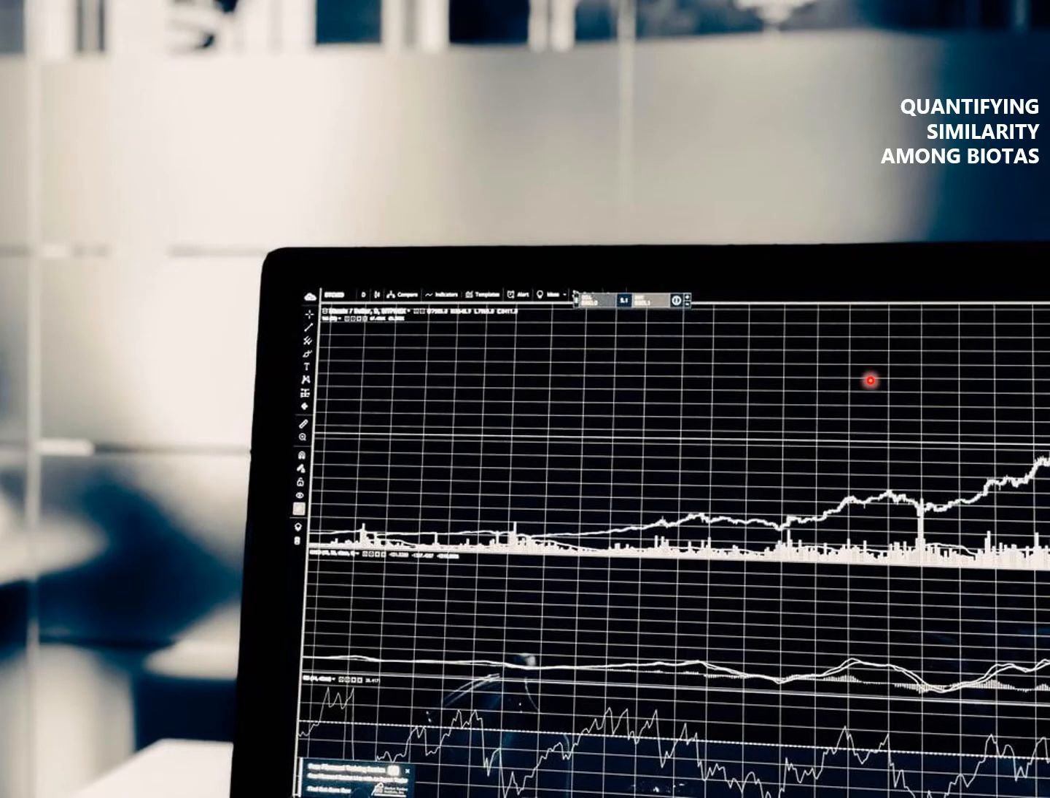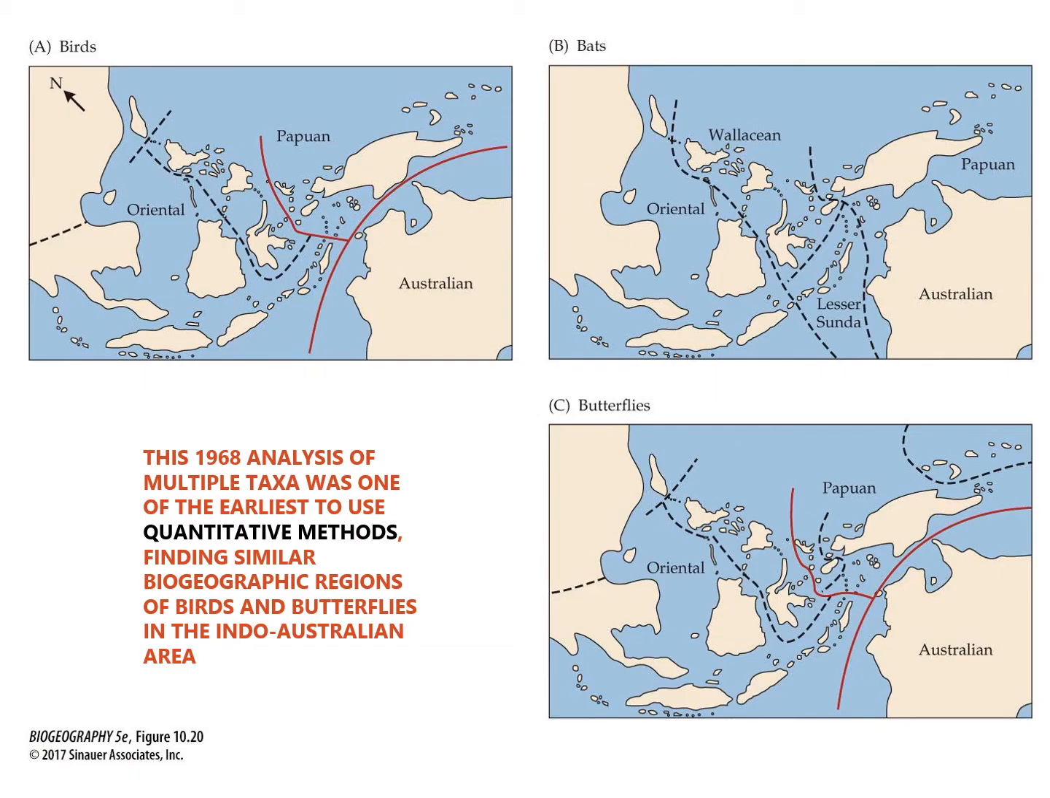Okay, so I want to transition here and look at some attempts to quantify the similarities among biotas. This comes from a 1968 analysis, a little bit of an older paper. It's actually one of the earliest attempts to use quantitative methods to look at similarities of different groups of organisms and try to categorize different provinces, or at least different aggregates.